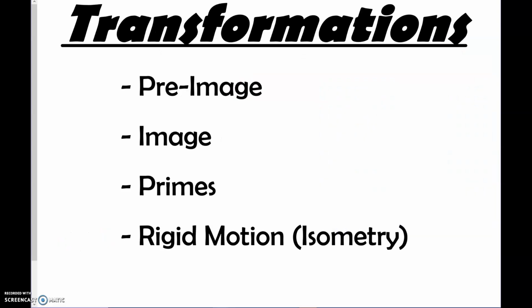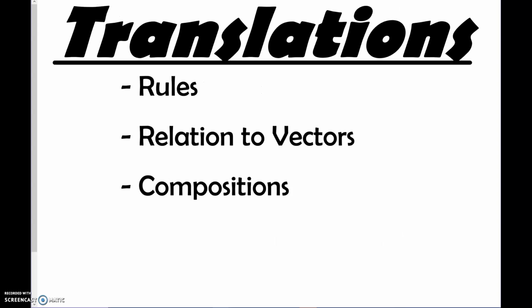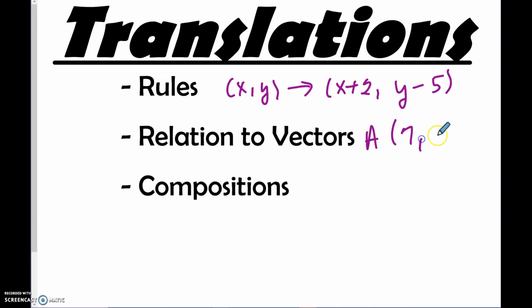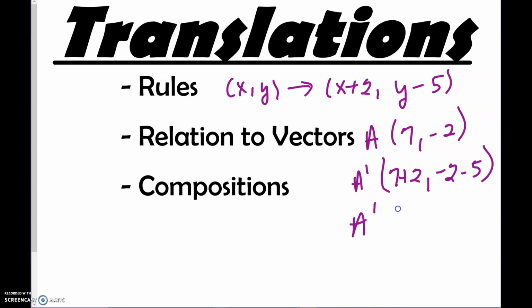All right. So we already talked about transformations, and that the pre-image to the image has the primes, and that it is a rigid motion or isometry. With our transformations, we talked about translations, and this is an isometry. It has a rigid motion, and there are rules for the translations. So we would write x comma y, and this would be something like x plus 2 and y minus 5. So if I had A at 7, negative 2, where is A prime going to be? Well, I'm going to do 7 plus 2 and negative 2 minus 5. So A prime is going to be at 9, negative 7. A composition of translations would just be 2 translations happening. So a composition is 2 or more.